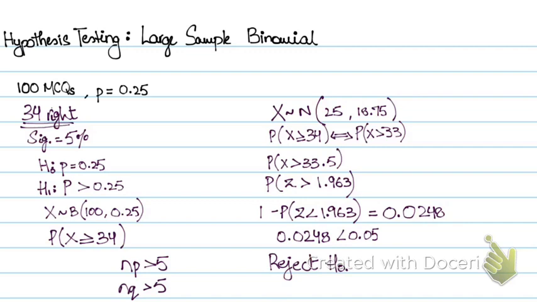And then you just calculate the probability. You compare your probability to your significance level. If the calculated probability is greater than your significance level, you accept the null hypothesis. If it's less than your significance level, you reject the null hypothesis, like we did in this example. So that's about it for a hypothesis test for a large sample binomial.